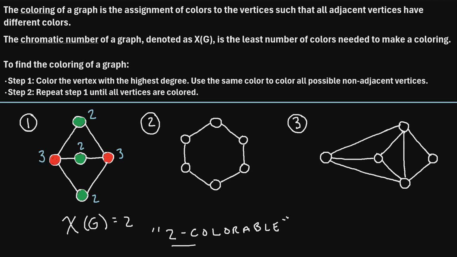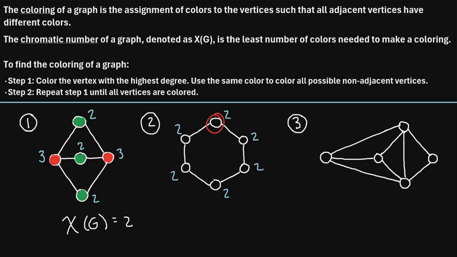So if you happen to see that term thrown around, 2 colorable, it means that a graph can be colored using only 2 colors for all of the vertices in the graph, such that no adjacent vertices have the same color. All right, now let's check out example number 2 right here. To find the coloring for this graph, let's first find the degree of each vertex in the graph. So for this graph, it turns out that each vertex has a degree of 2. In other words, there are 2 edges connected to each vertex in the graph. So it doesn't actually matter which vertex we start with for our coloring.